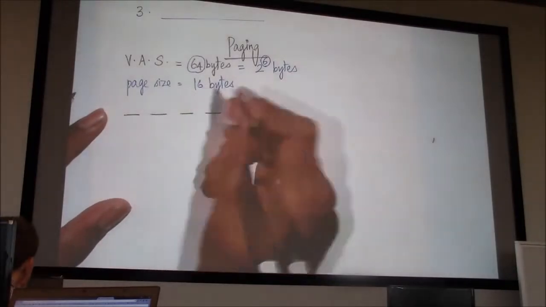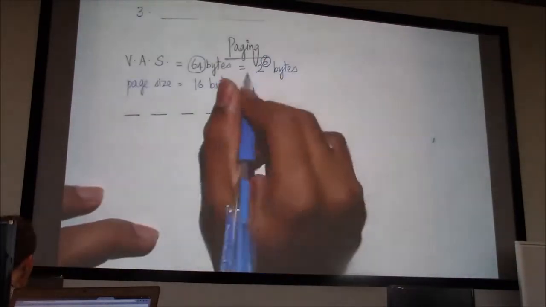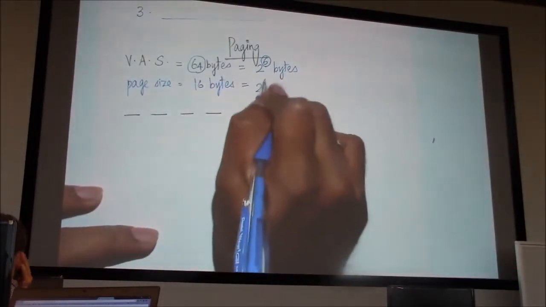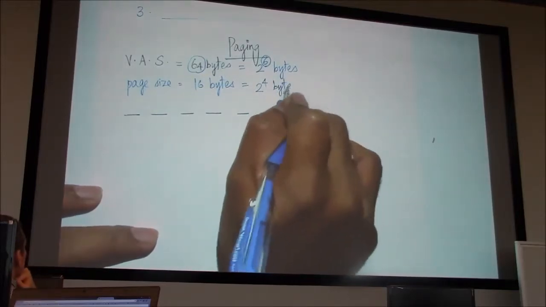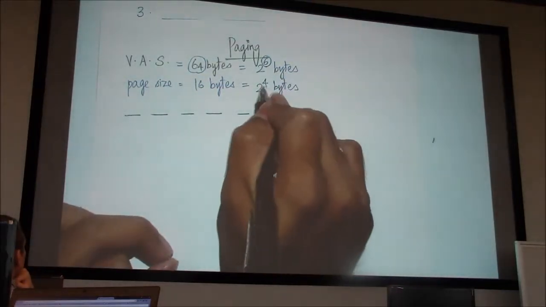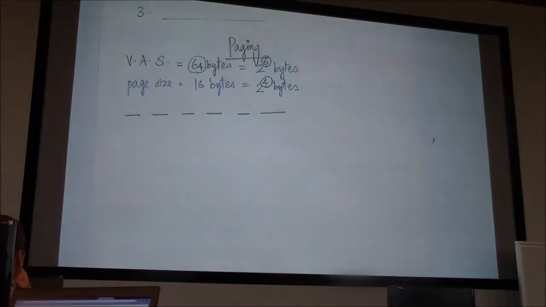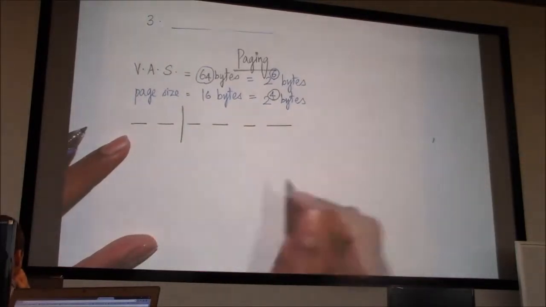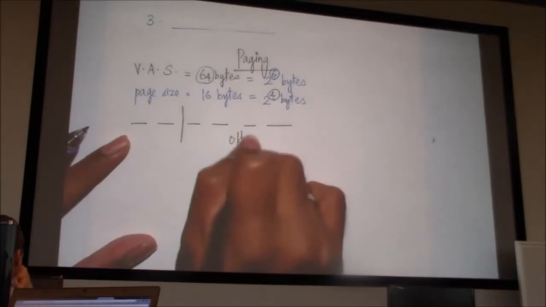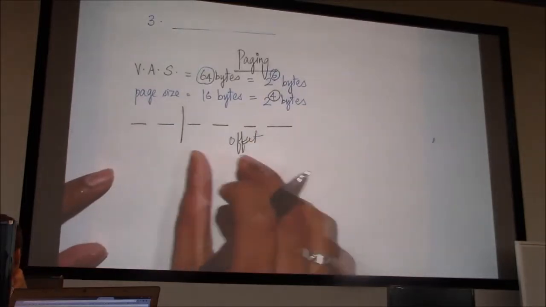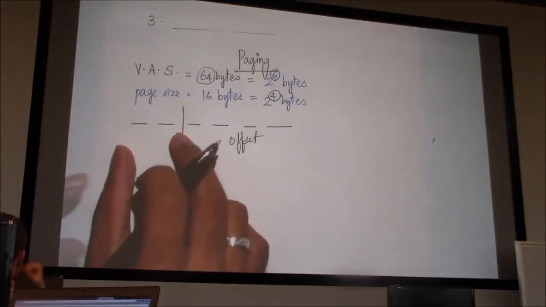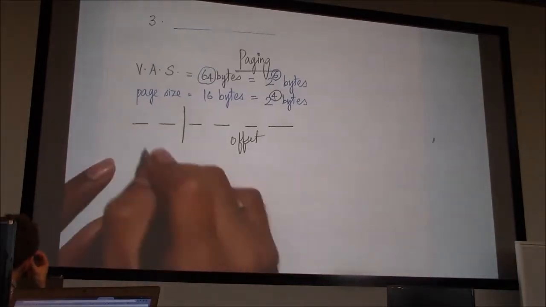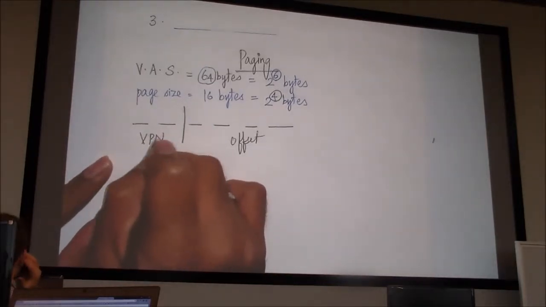For that, I would like to see what the page size is. It is 16 bytes, which is nothing but 2 to the power of 4 bytes. And so we need 4 bits to uniquely identify each and every byte within a single page. So for the offset, using the page size, you can figure out the offset, and then the remaining bits, however many there are, are going to form the virtual page number.